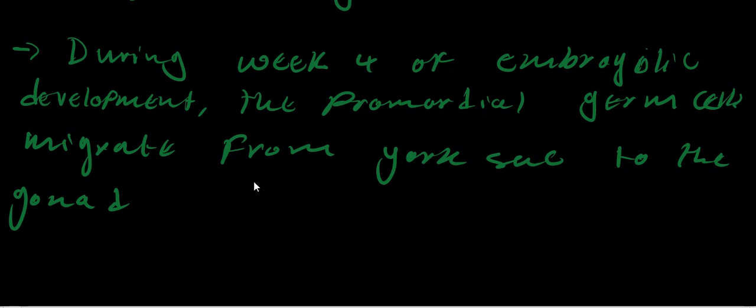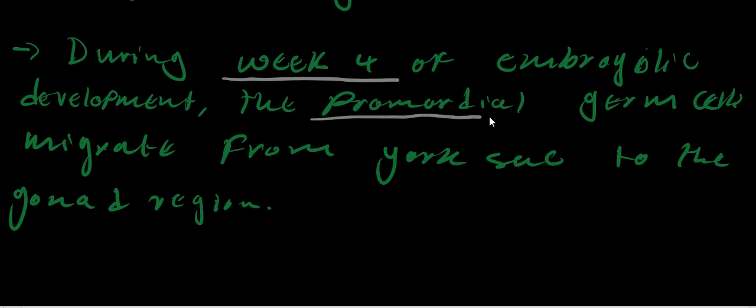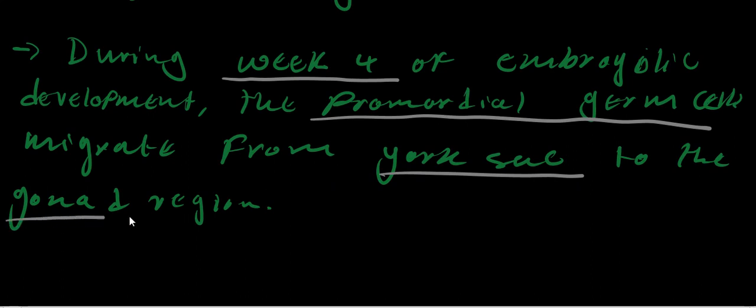Which week is this? This is the week which takes place in the development of a baby in the what? In the womb. Okay, so gonad region. So please make sure that you take note of this week. I'm encouraging each one of us to take note of this week, week 4. Week 4, the primordial germ cells migrate from the what? From the yolk sac to the gonad region.